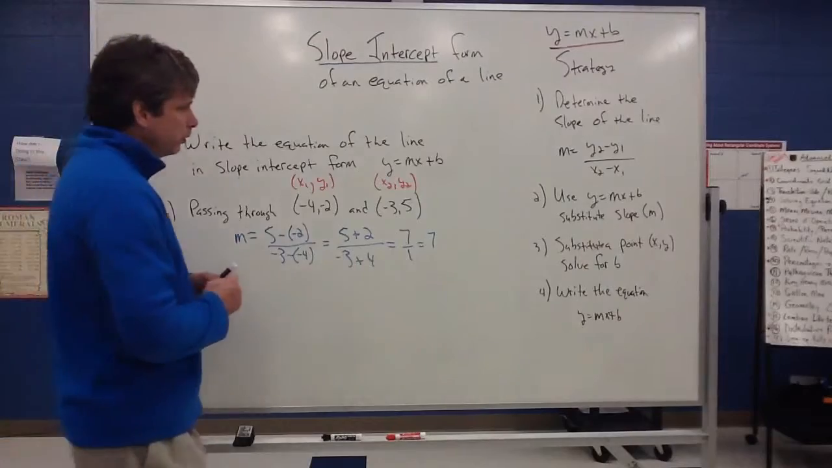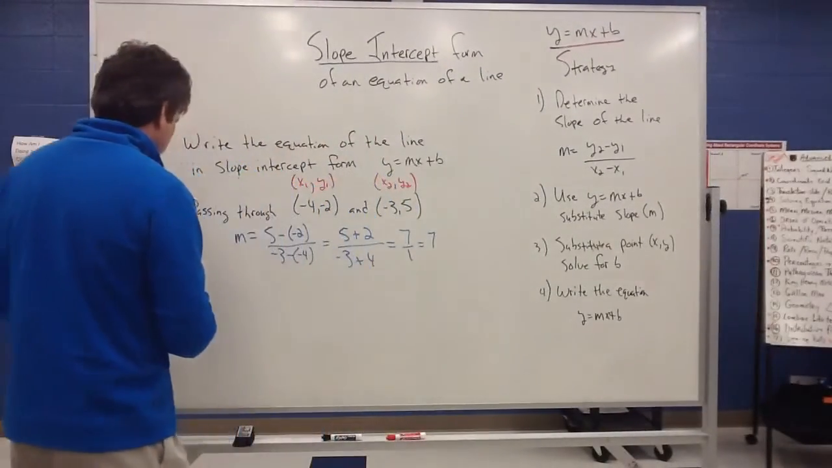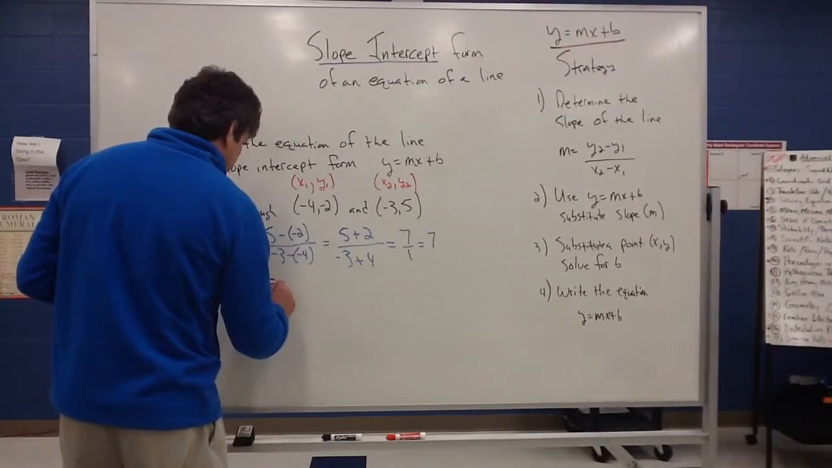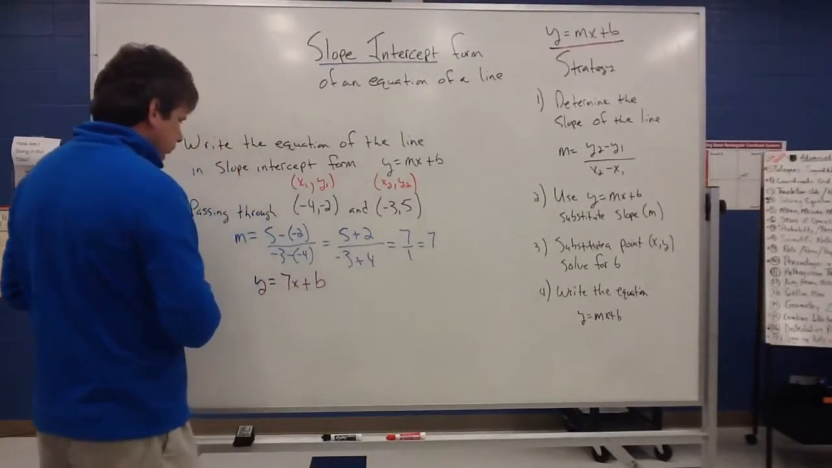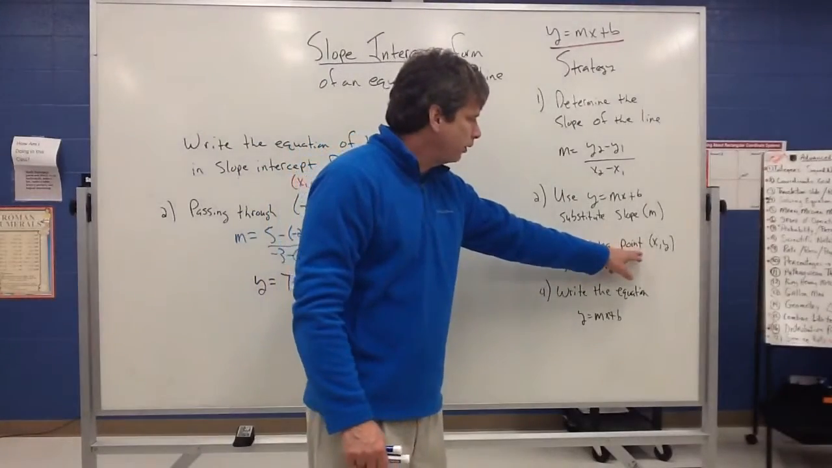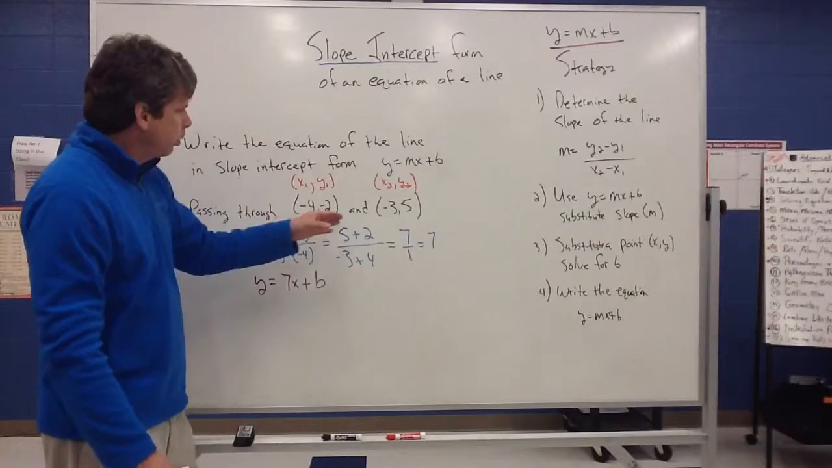Our next move is to substitute that value in for m. So I have now y is equal to 7x plus b. Our next move is then to substitute one of the points in for x and y, and we're going to solve for b. So look at these 2 points.